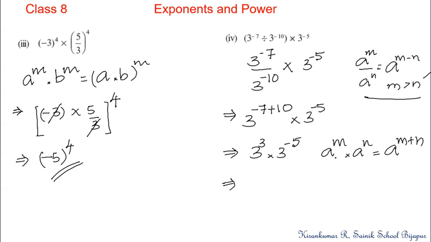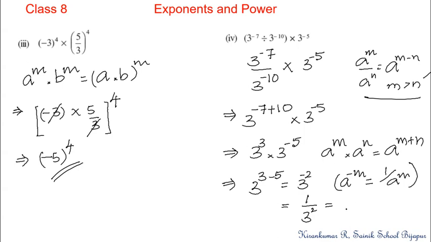If we use this identity, we get 3 to the power of 3 minus 5, which is 3 raised to the power negative 2. But this is not the answer. The answer is 1 by 3 square, which is obtained from this identity: a to the power of minus m is equal to 1 by a to the power of m. So this is 1 by 3 whole square.